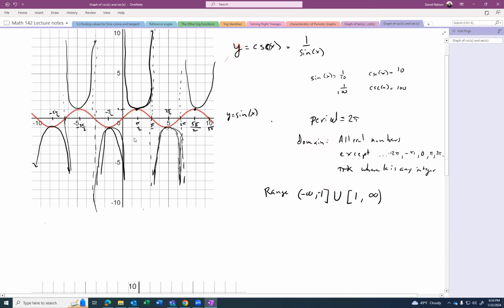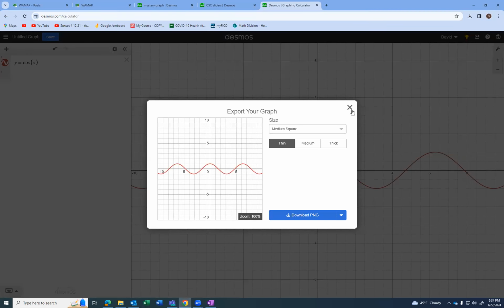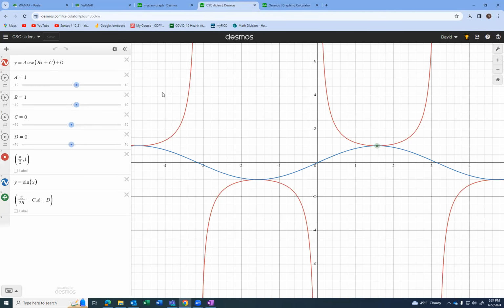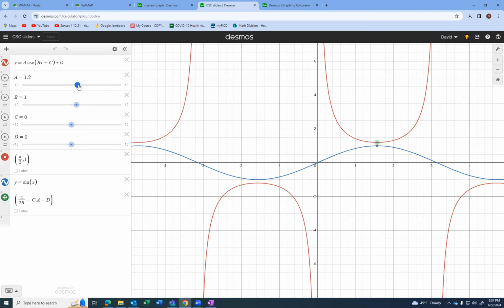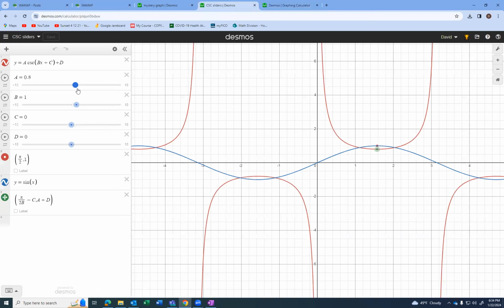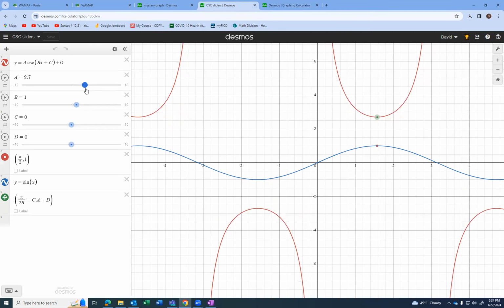Okay, let's go play around with some sliders here. Oh, that was me exporting my graph. Let's look at the cosecant graph and the slider sort of things. I've got the sine graph in blue as a reference, but if I make a larger, it stretches things. Notice both halves are moving away from the x-axis.